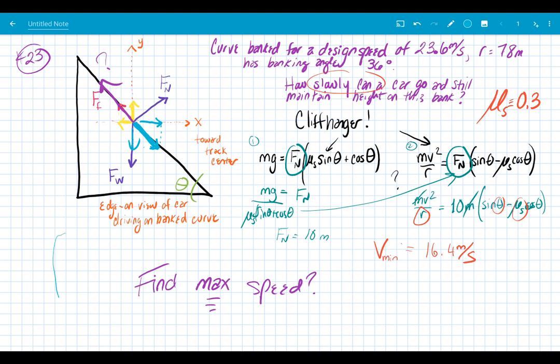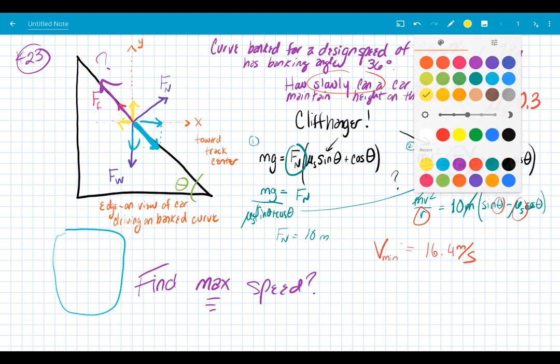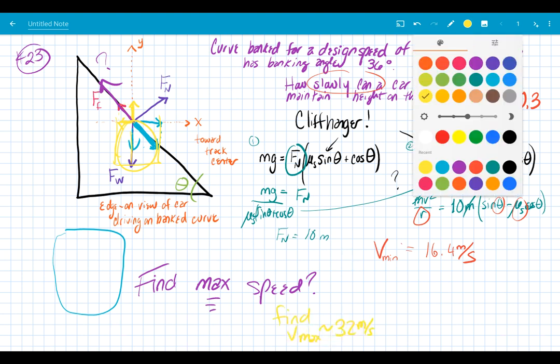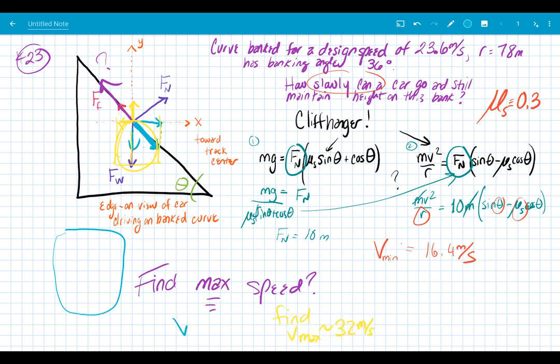where you're thinking about all the stuff that I kind of wrote down in this area on the first video in terms of resolving the friction vector. Also, notice what happens in the vertical direction here, that you end up thinking about summing the weight vector and the y component. What you should find is that V max is about 32 meters per second if you do this all correctly. And so in the end, for this problem, we find that the velocity must be greater than 16.4 and less than 32 meters per second in order for the car to stay safely on a banked curve of 36 degrees with a radius of 78 meters.